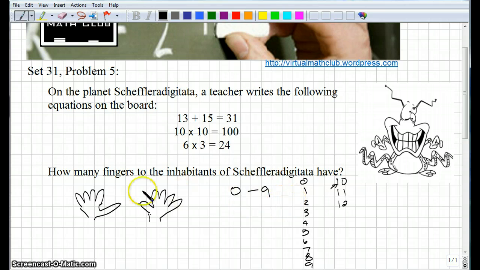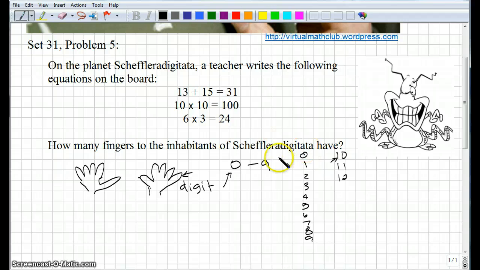And so this base 10 system is based on our 10 fingers. We have 10 digits, right? A digit is a finger, or it's a digit. So that's where that comes from. All right, so let's think about what's going on here on Schefflera digitata.